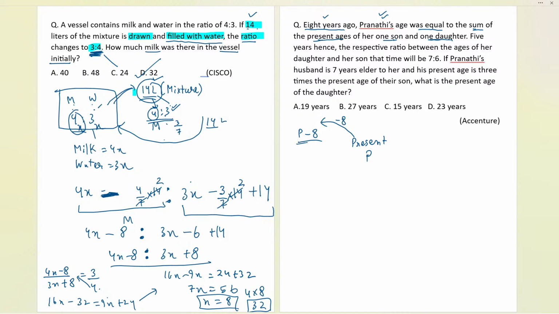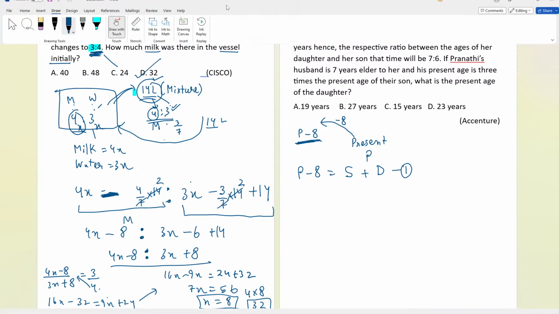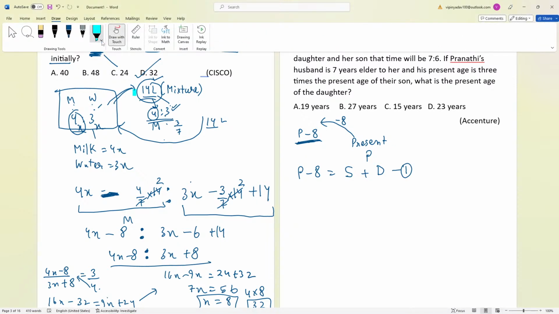So this P minus 8 is equal to the sum of the ages of his son and daughter. Let us take the son's age as S and the daughter's age as D over here. We can take it like that. This is the first equation that we have got over here. Now let us move ahead and frame some more equations so that we can easily solve it.